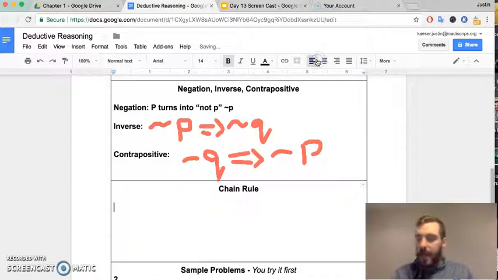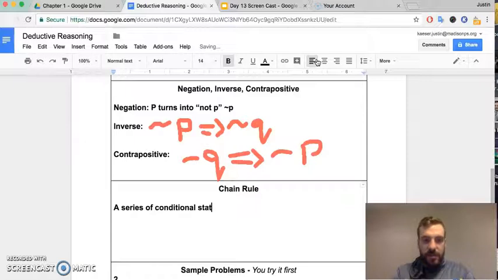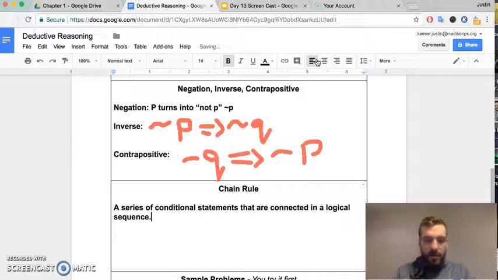Now the chain rule, as you might guess, is something with one thing, then the second thing, then the third. So the first leads to the third. We have 1 goes to 2, 2 goes to 3, so then we can assume 1 goes to 3. It doesn't have to be 3 things, it could be even more. It's just following a chain: a series of conditional statements that are connected in a logical sequence.